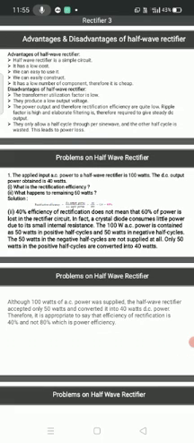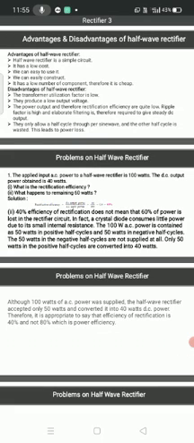Now, what are the advantages of the half-wave rectifier? In the case of a half-wave rectifier we are using only one diode. So the first point is that the half-wave rectifier is a simple circuit, because we are using only one diode. That's why the half-wave rectifier is a simple circuit. Second point, it has a low cost.